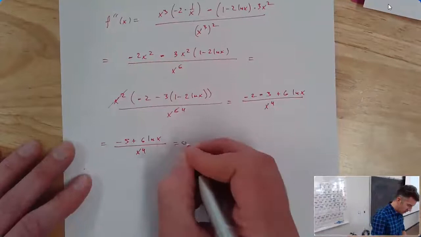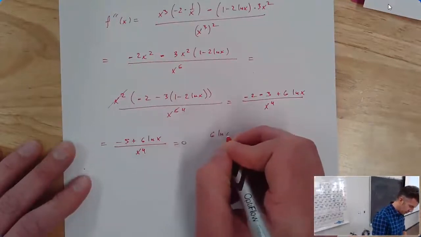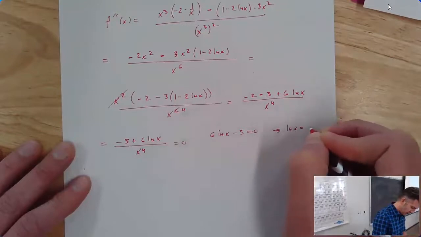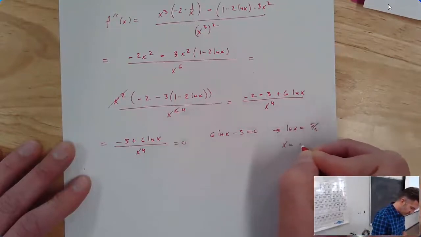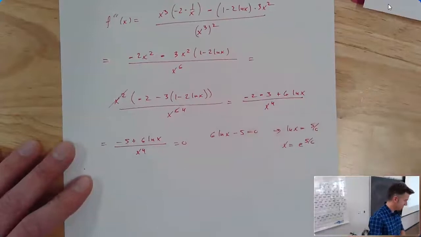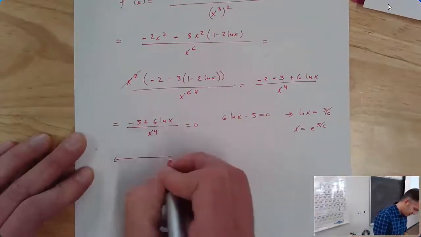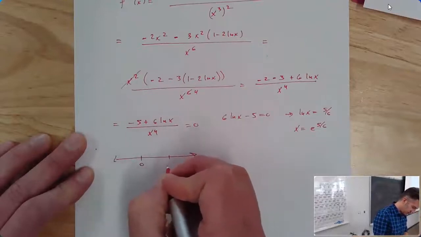If we set that equal to 0, we're going to get 6 natural log of x minus 5 equal to 0, or natural log of x equal to 5/6, or x equal to e to the 5/6, which is just my favorite number ever. Number line again.